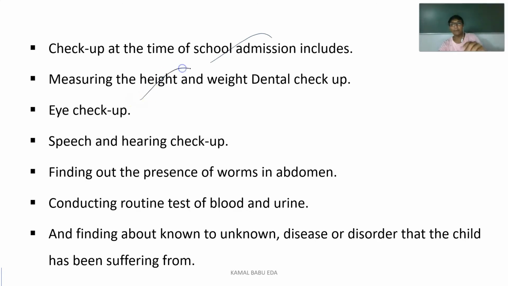Next, we are going to measure the height and weight, and we are even going to perform the dental checkup. We are going to perform the eye checkup, to see whether the child is having any kind of eye problems or not. If you find eye problems, we can go for vitamin A prophylaxis, or other treatment models related to the eyes. And we can check the speech and hearing checkup.